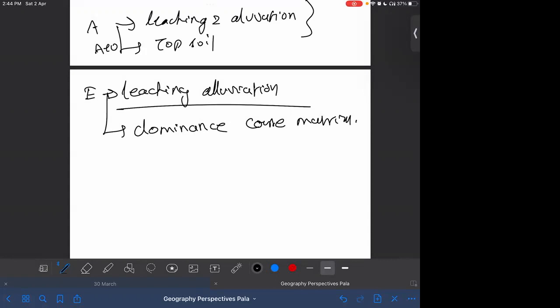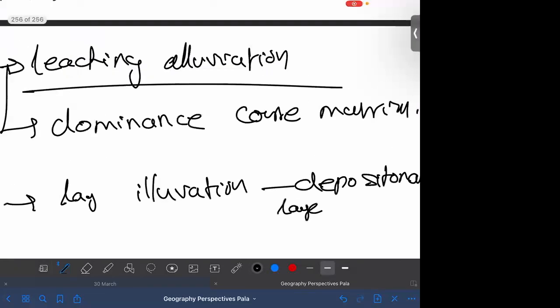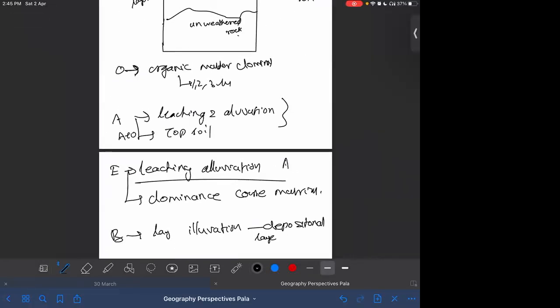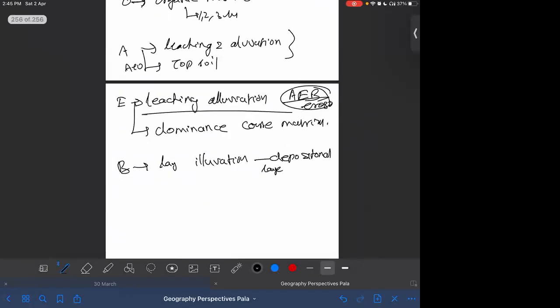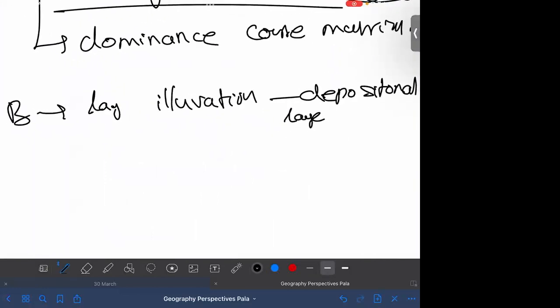Sometimes after that you have the B layer, which is a layer of illuviation. Illuviation meaning what? Depositional layer. So all these layers A, E, and B are layers of erosion, where the minerals are transported downwards. Now the B layer is actually a layer of illuviation where depositional activities are happening. So sometimes you will see hardpan or things like duricrust found here.